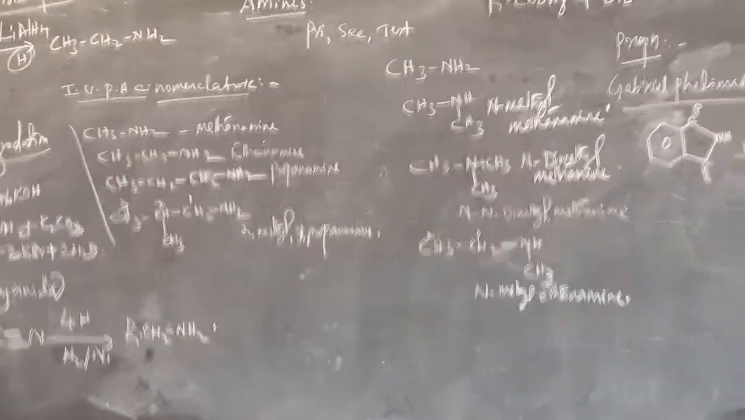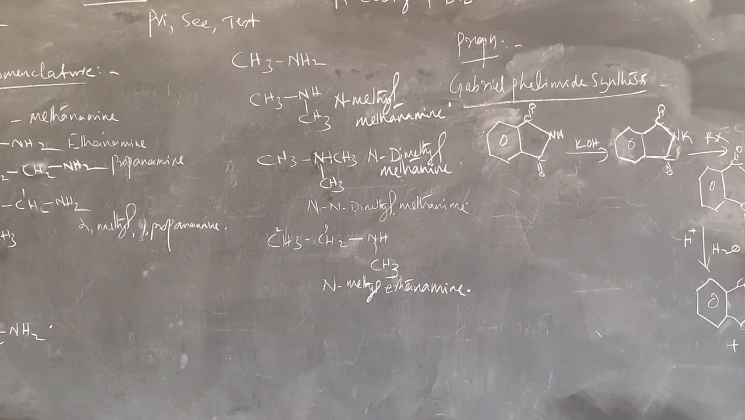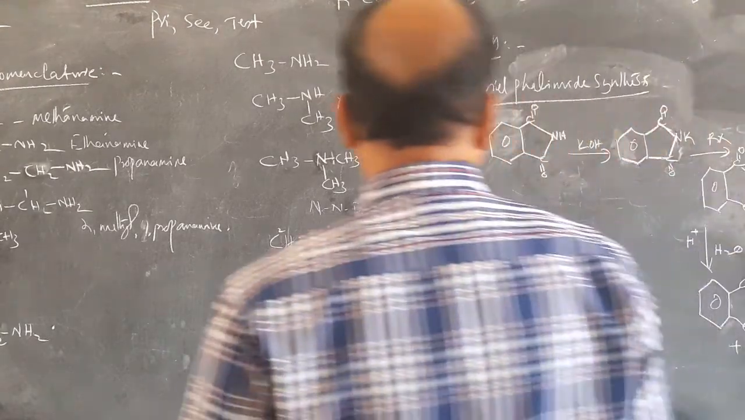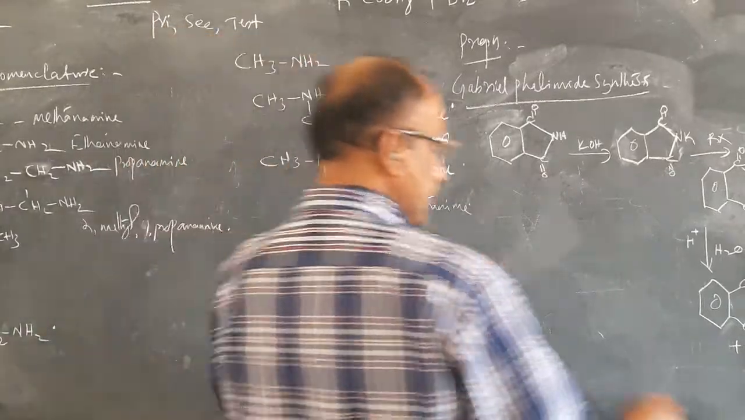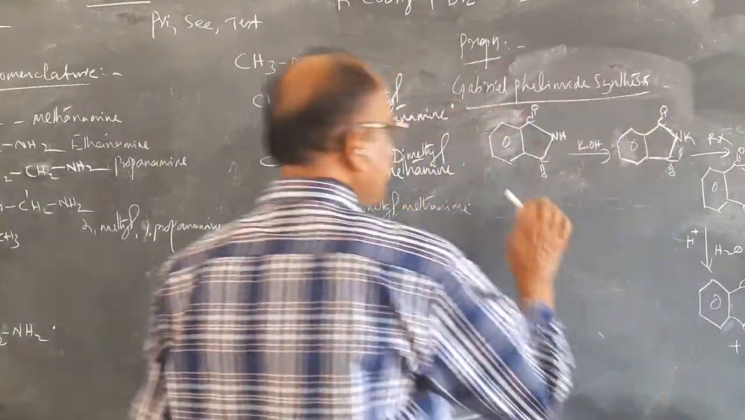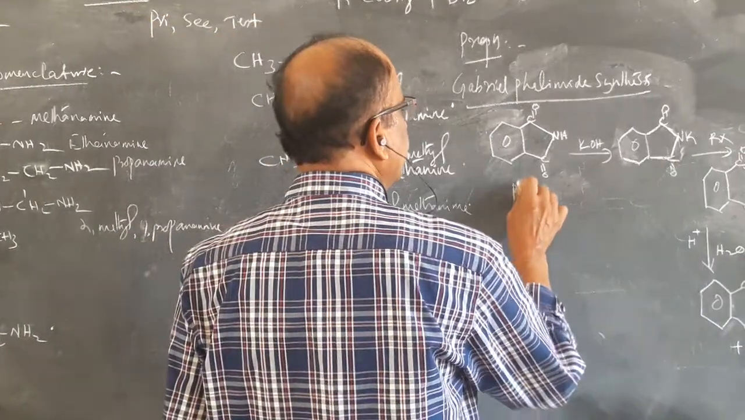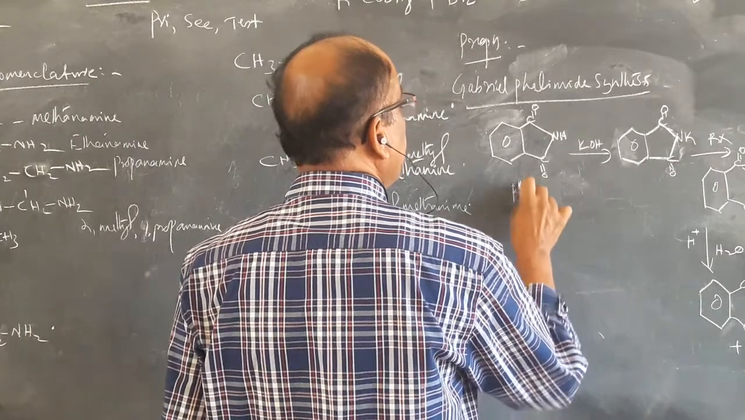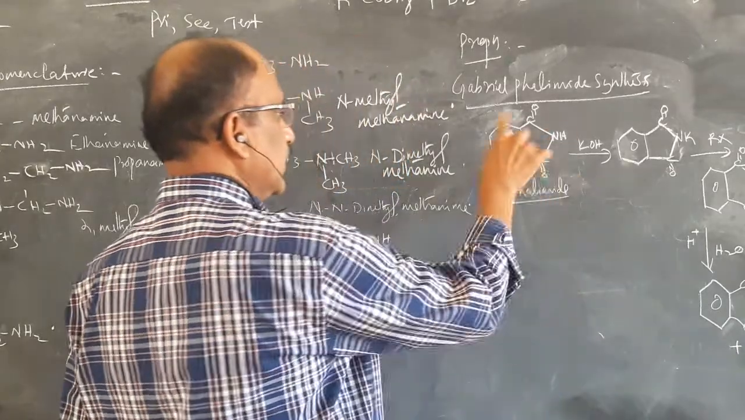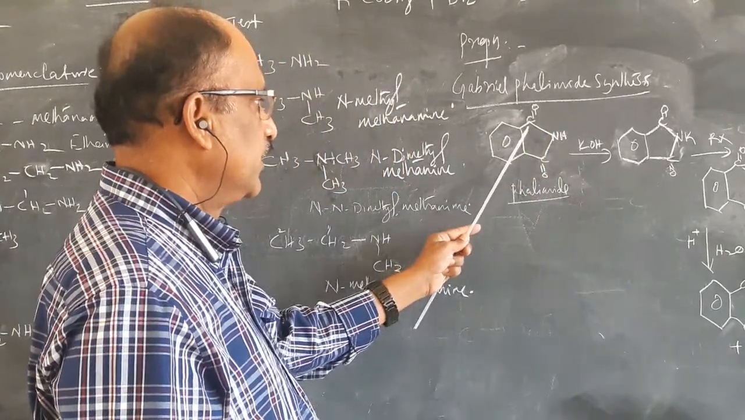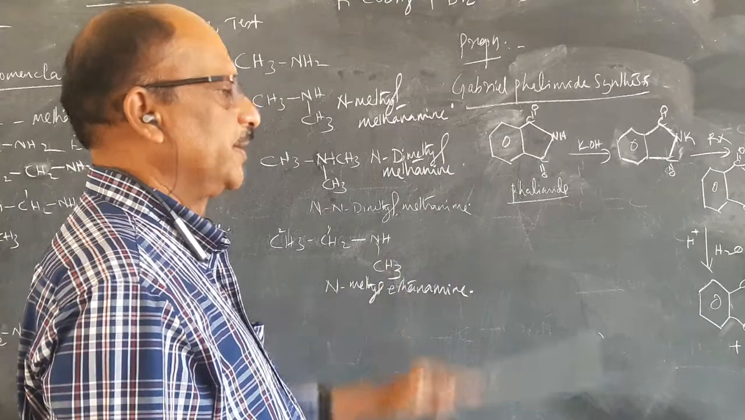first and foremost method is known as Gabriel phthalimide synthesis. On the right side of the board, I will show you again with the help of the camera. This is Gabriel phthalimide synthesis. It's for preparation of primary amine. So first you have to make a phthalimide. Phthalimide is a phenyl ring connected to CO group and NH. So this compound is known as phthalimide.